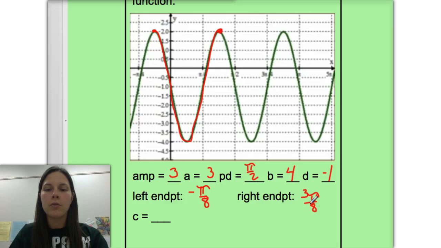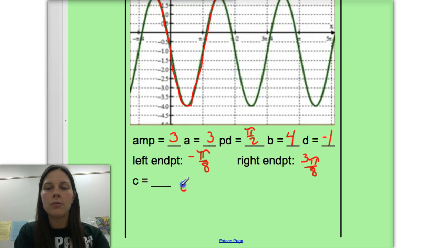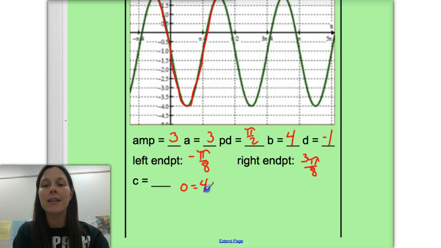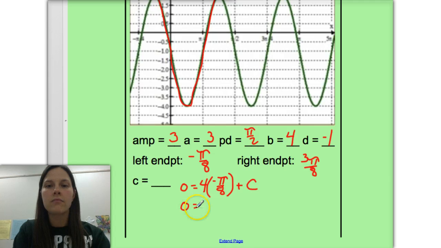So I'm going to set up that equation where 0 equals b times x. Well, now we know what x is. X is that left endpoint, so I'm substituting negative pi over 8 in for x, and then it's plus c. Solving for c, when I simplify 4 times negative pi over 8, I get negative pi over 2 plus c. Adding that pi over 2 to both sides, I get a c value of pi over 2.